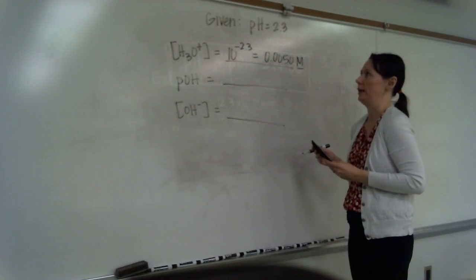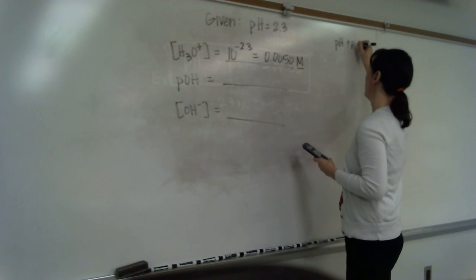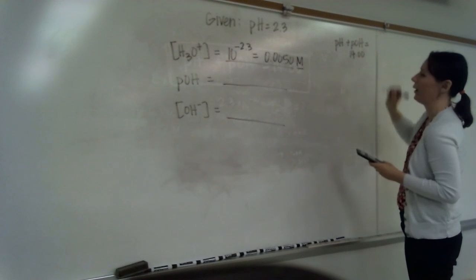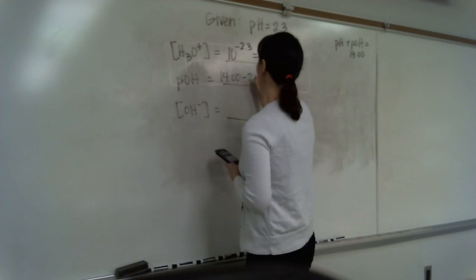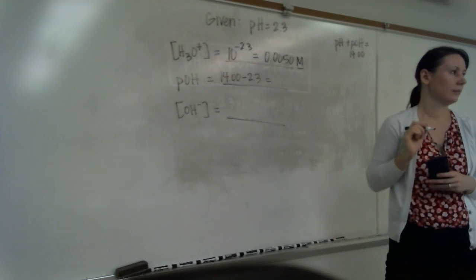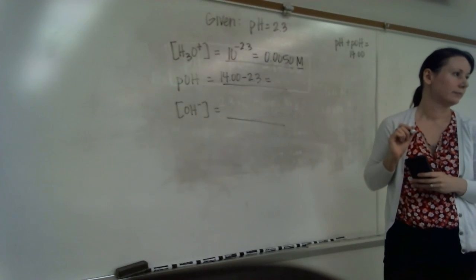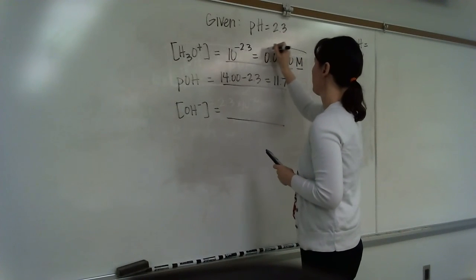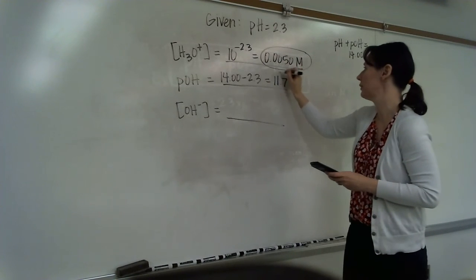How do I get POH? pH plus POH equals what? 14. So how do I get POH? It would just be 14 minus 2.3. So what'd you get? When you subtract that out, what do you get? 11.7. And does that need units? Do pH and POH need units? No, they don't. They're unitless.